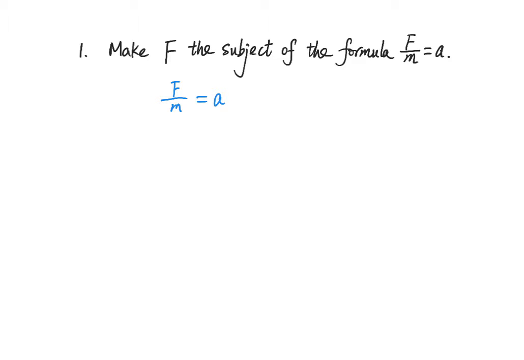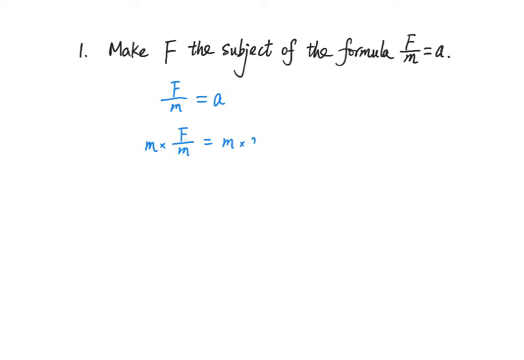Because on the left hand side we have f over m, we want to move m to the right hand side. Change sign, change operation. How to change operation? On the left hand side is division, f divided by m. So we use the inverse of division, which is multiplication. So we multiply m on both sides.